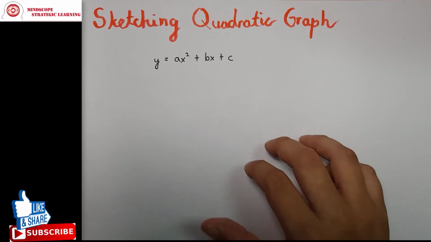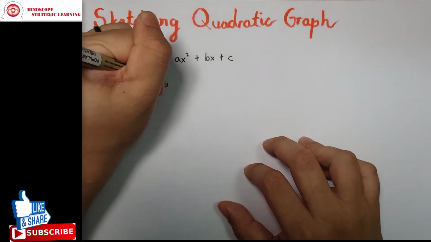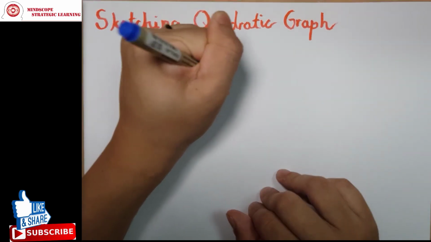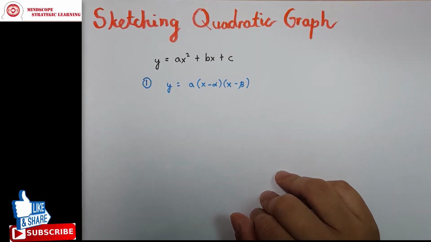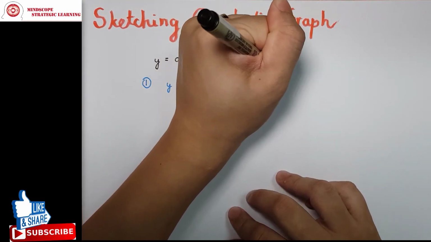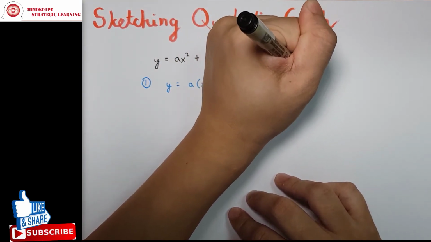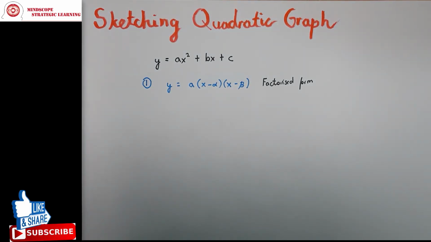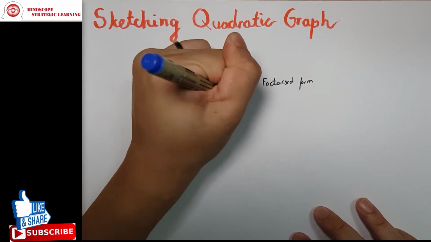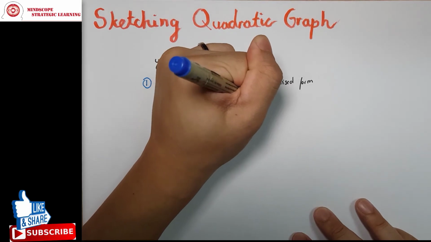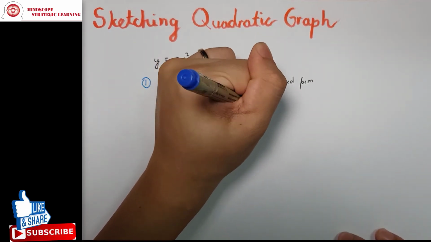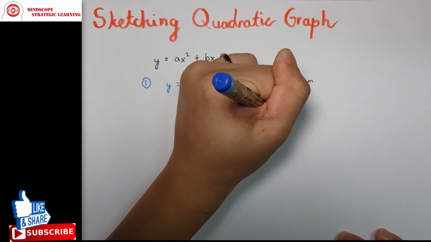Now the first format is known as the factorized form. That is y equals a bracketed x minus alpha, x minus beta. This is known as the factorized form. In this form, we know that alpha and beta are the roots. Now, what are roots? Roots are simply the x solutions for which y equals 0.